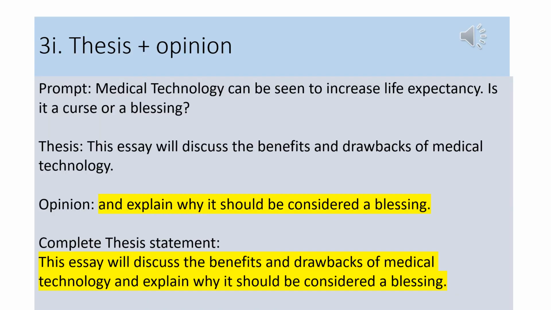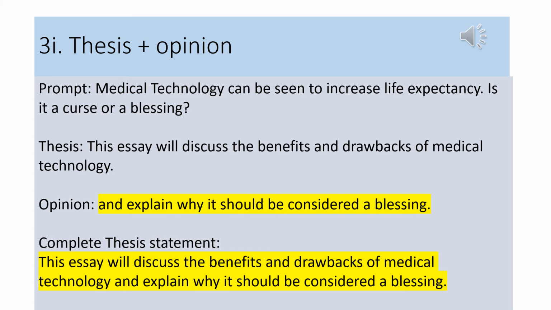So when you're adding your opinion to your thesis statement, you're just going to be adding a noun clause. In this case, the transitive verb is "explain," and your subordinate conjunction is "why." After that, your opinion should be very short: "it should be considered a blessing." You're just answering the prompt at the top where it says, is it a curse or a blessing? There you're answering the question. Together, this is a very coherent thesis statement now. "This essay will discuss the benefits and drawbacks of medical technology and explain why it should be considered a blessing."